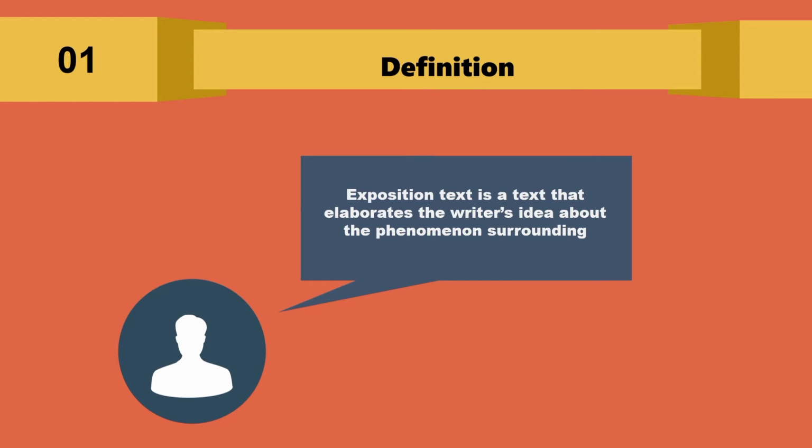Move to the first point, that is definition. Exposition text is a text that elaborates the writer's idea about the phenomenon surrounding. Jadi, teks eksposisi bisa diartikan sebagai teks yang menguraikan tentang pemikiran penulis mengenai peristiwa yang terjadi di sekitarnya.